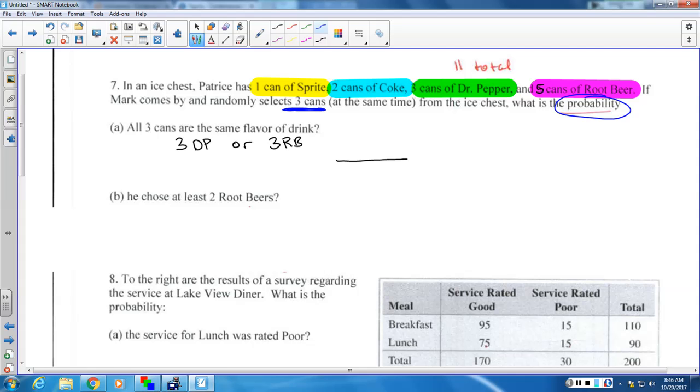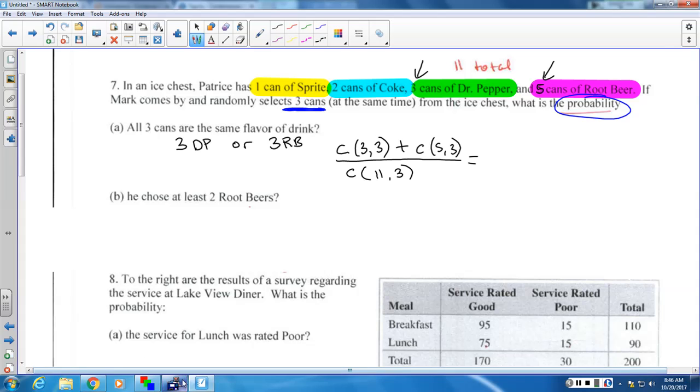So my denominator, since it's a probability, is just in general, I'm choosing 3 cans out of the total number of cans. So out of the total 11 cans, I want 3. Specifically, I need 3 Dr. Peppers. So I'm going to get those out of the total number of Dr. Peppers, I want 3. Or I could get 3 root beers. So out of the total number of root beers, I want 3.